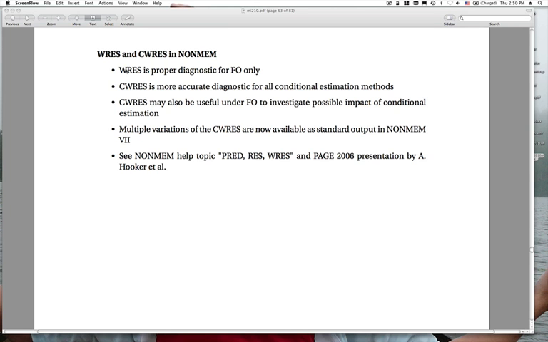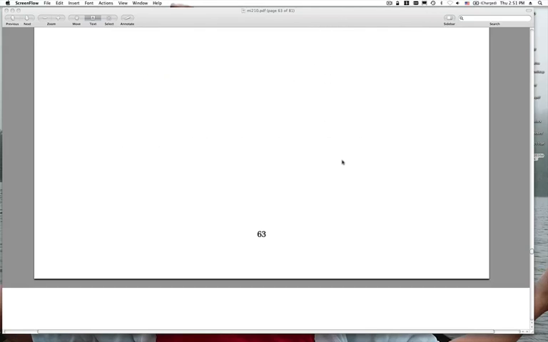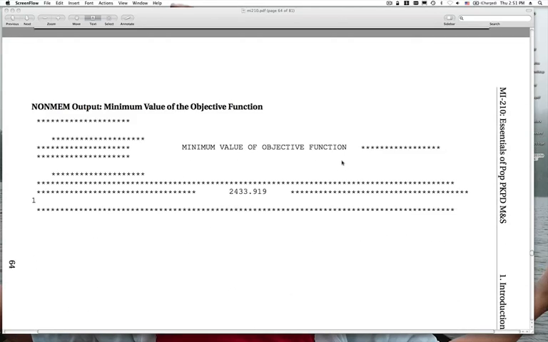The nice thing is that in NONMEM 6 and earlier, you used to have to do a lot of data manipulation and post-processing to generate those conditional weighted residuals. But in NONMEM 7 now, this is automatically part of the output, and there are a variety of variations of the conditional weighted residuals depending upon different estimation assumptions. You can see more about that in the NONMEM help topic known as PRED, RES, WRES. There's also a nice presentation on this topic from Angie Hooker that was presented at the PAGE meeting in 2006. So we're going to use conditional weighted residuals as the diagnostic for conditional estimation.